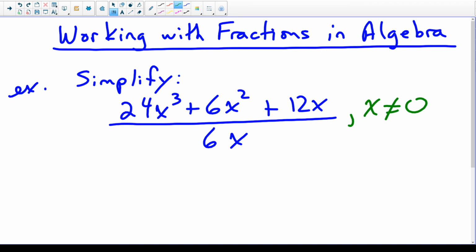So x can't be equal to 0. So let me ask the question again. I'm asking you for a word, okay? A word. What is the mathematical technique we use to divide these two?